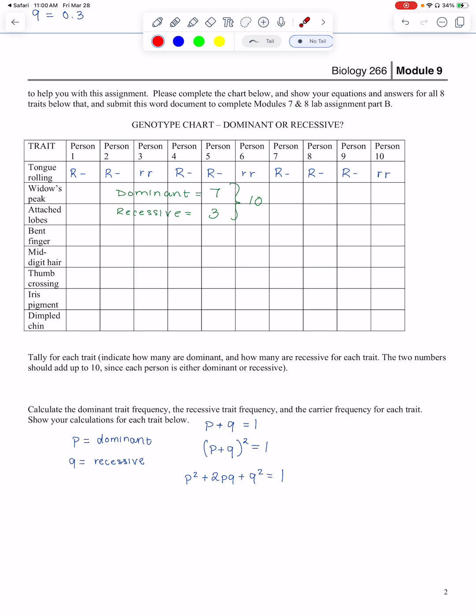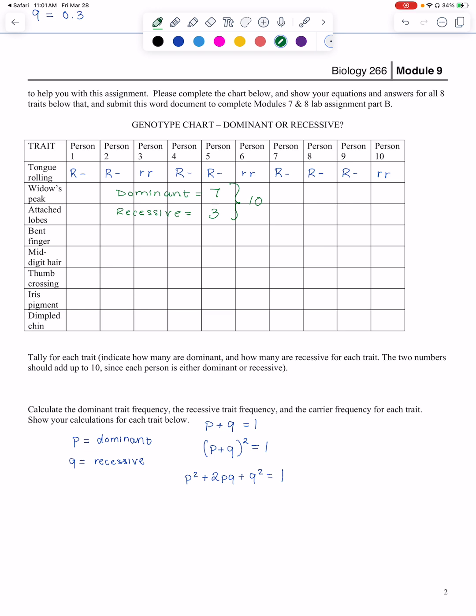And now this is looking specifically at our genotypes. So this p squared represents homozygous dominant. This center component represents our heterozygotes, or people who are carrying the recessive trait. And then our q squared is going to be people who are expressing the recessive trait or are homozygous recessive. And now, unfortunately, we don't have a clue what is going on with the dominant traits genotypes. And so we can't really calculate our p's just yet, but we can start by calculating our q.